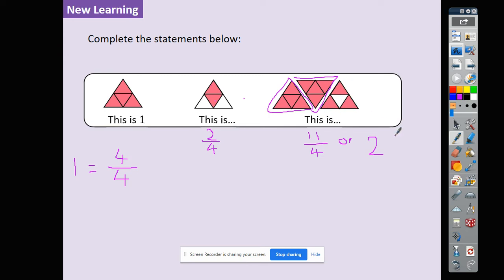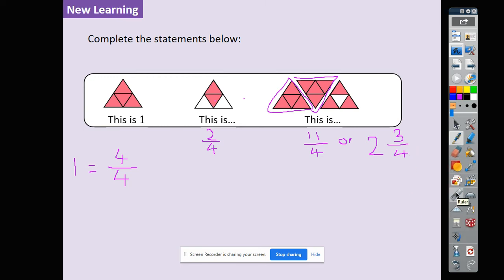So here we still know that our denominator is 4. And we know that there's 1, 2, 3 parts shaded. So we would write this as a mixed number and it's 2 whole parts and 3/4 of one.